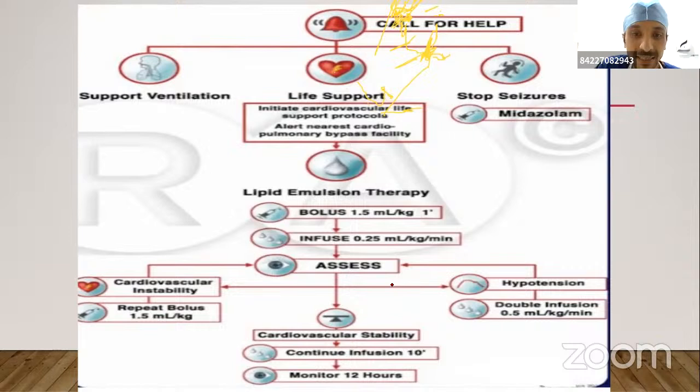Then you assess if the patient has become stable, continue the infusion for 10 minutes and then monitor for the next 12 hours. If there is persistent cardiovascular instability, you can repeat the bolus dose of 1.5 ml per kg. And if there is hypotension, you can double the infusion.